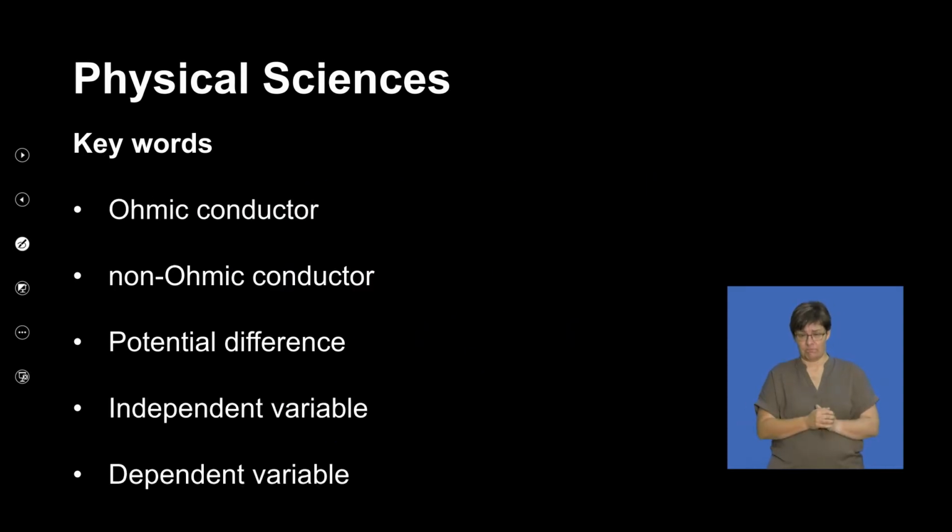Right, so some of the key words are ohmic conductors, non-ohmic conductors, potential difference in terms of terminal potential difference, and then independent variables, because we'll do some scientific inquiry in terms of verifying some of the facts that we already know leading to Ohm's Law.